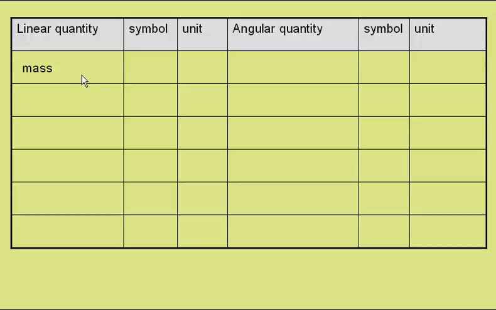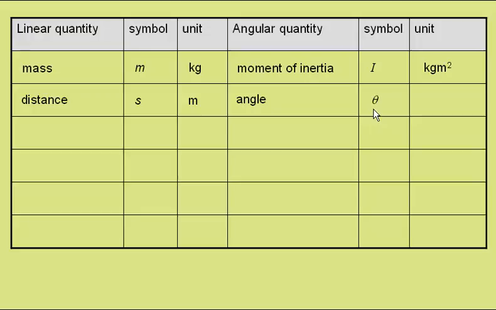First, mass. Well, this is normally given the symbol lowercase m, and the SI unit is the kilogram. The angular quantity, which equates to mass, would be the moment of inertia. This, as we've seen, is given the symbol capital I, and the units are kilogram meters squared. The linear quantity of distance is normally given the symbol s, and is measured in meters. This would equate to an angle moved through, which is normally given the symbol theta, and would be measured in radians.